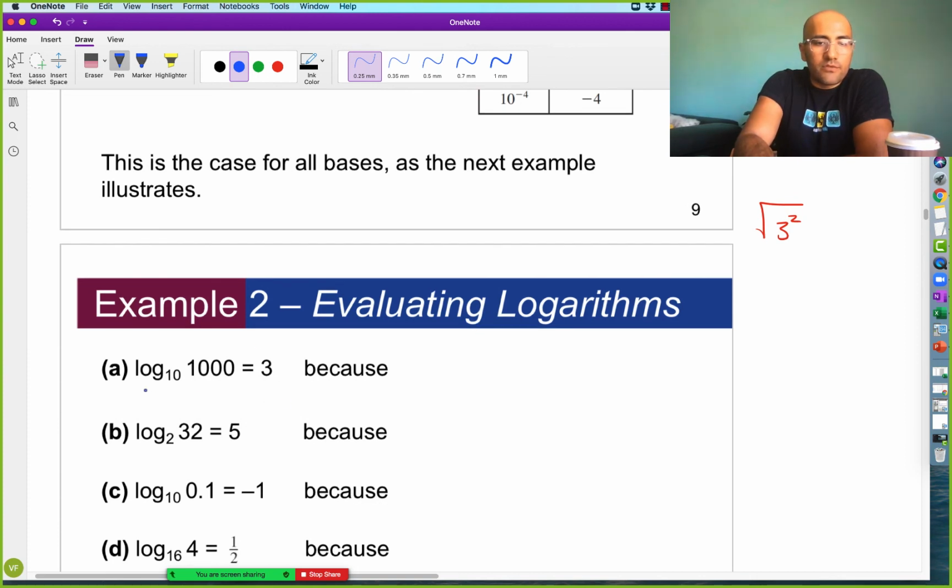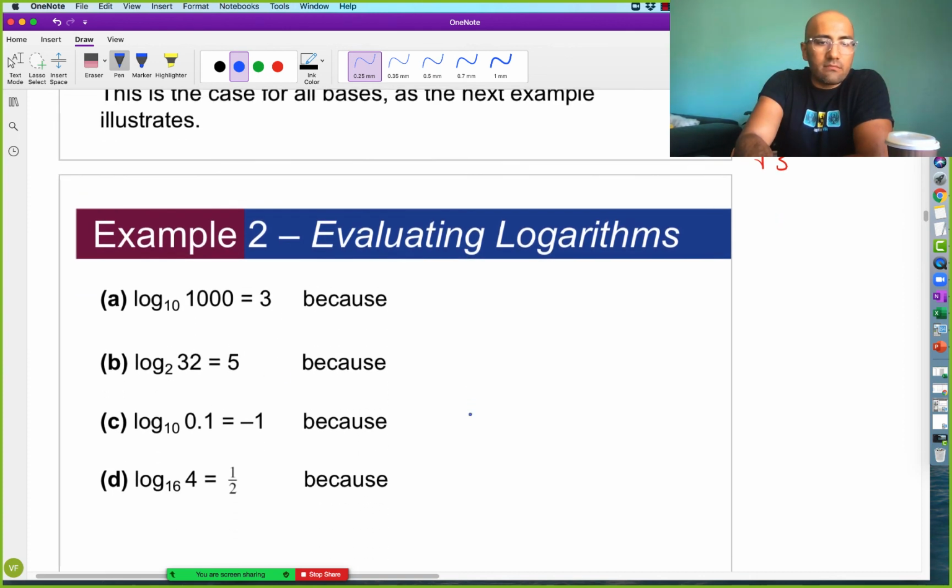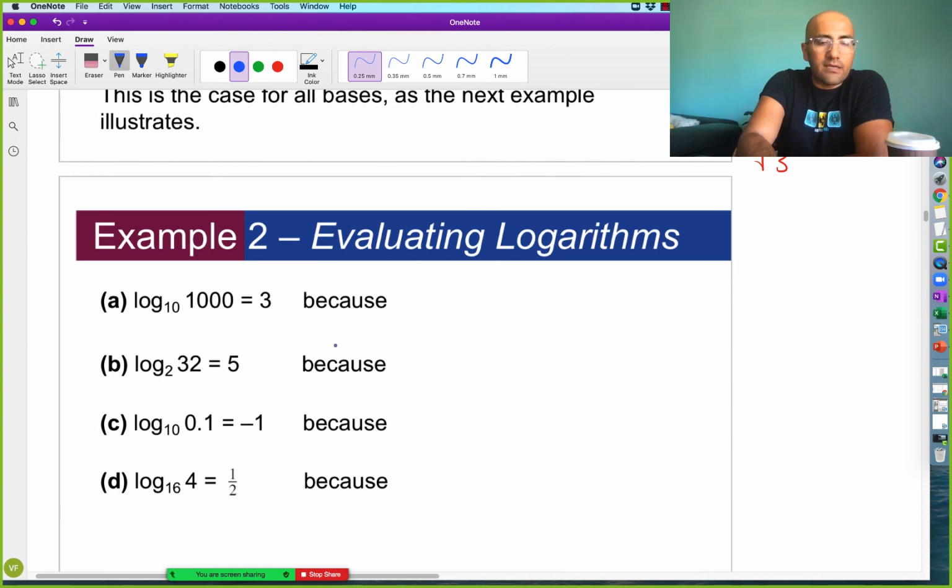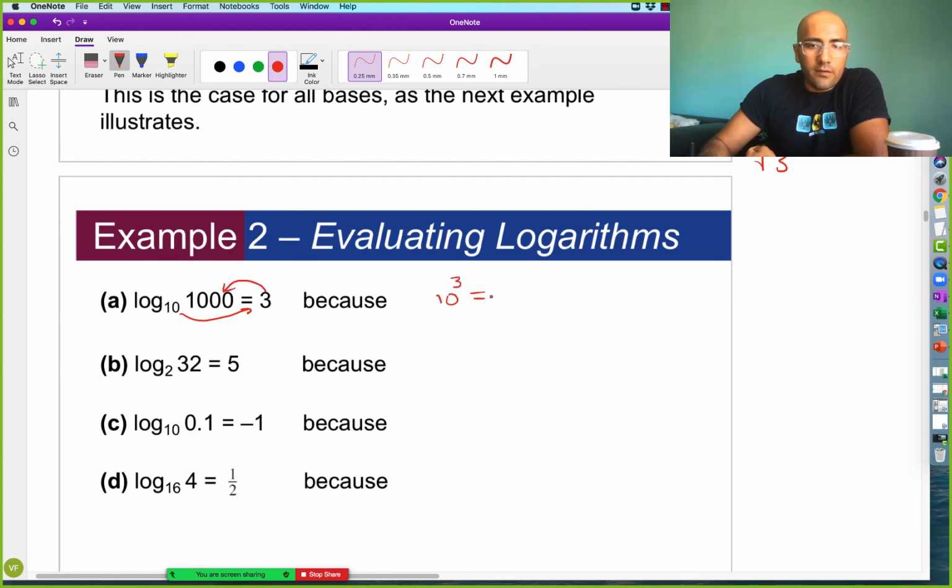Okay, so let's look at some of these. Again, the answer is given, but let's fill out the because. Right, our little cycle of life here. Log base 10 of 1,000 equals 3 because 10 to the power of 3 equals 1,000. Right? And log base 2 of 32 equals 5 because 2 to the power of 5 equals 32.